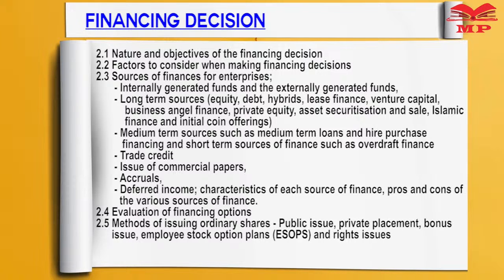The pros and cons of the various sources of finance will also be covered in the subtopic sources of finances for enterprises. Then in subtopic number 4, we will discuss the evaluation of financing options. Then lastly, there is the methods of issuing ordinary shares. We look at the public issue, the private placement, bonus issue, employee stock option plans, and rights issue. So that is what is expected of you as far as the chapter on the financing decision is concerned.